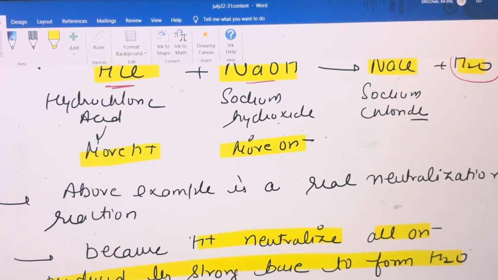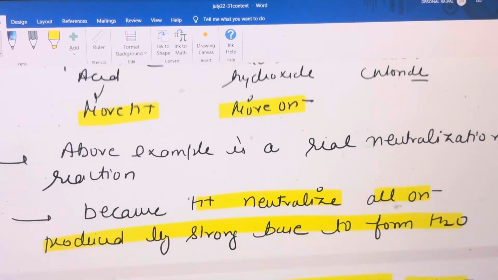And you know, students, this is a real neutralization reaction, because whatever H ions are produced by the acid are neutralized by the OH ions produced by the base. So in solution, no H ions or OH ions are there, so the pH of this salt is neutral, that is 7. So this is a neutral salt.